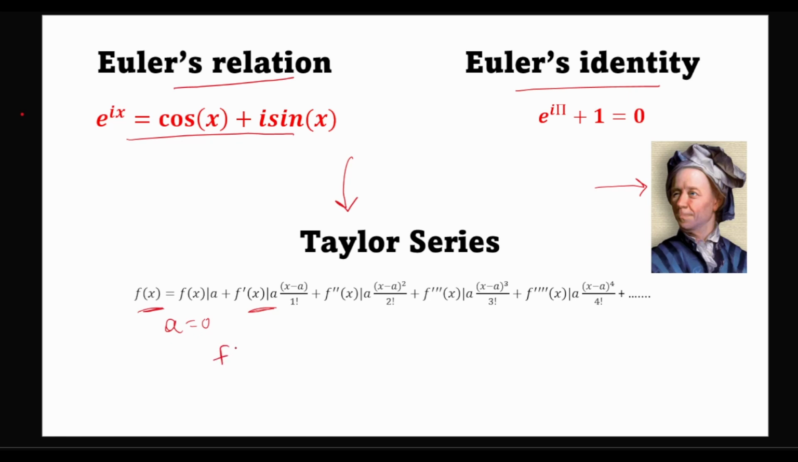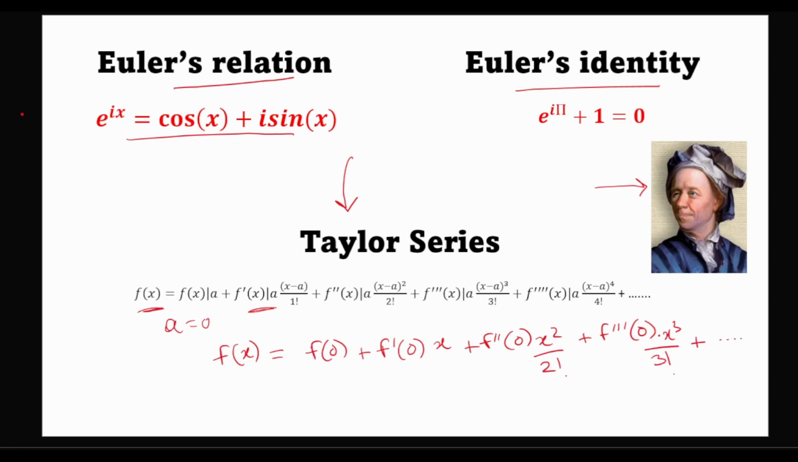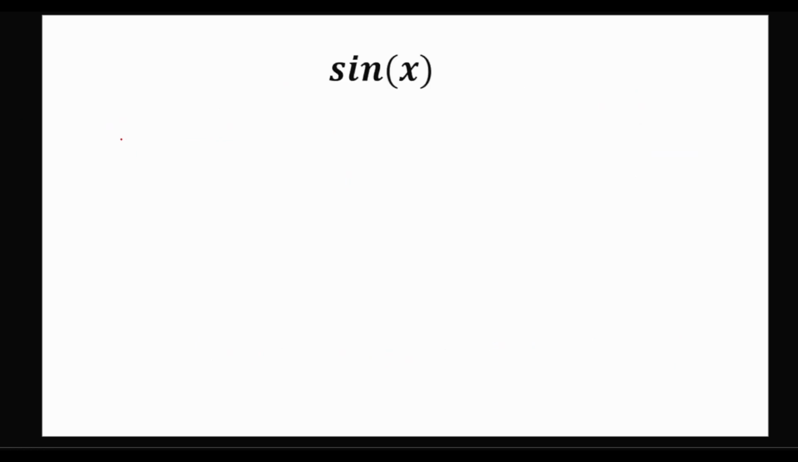Now if I write the Maclaurin series expansion of this function, I can write f of 0 plus f dash of 0 times x plus f double dash of 0 times x square over 2 factorial plus f triple dash of 0 into x cube over 3 factorial and so on. So we will be finding the Maclaurin series expansion of cosine of x, sine of x and e to the iota x. So let's start with sine of x.